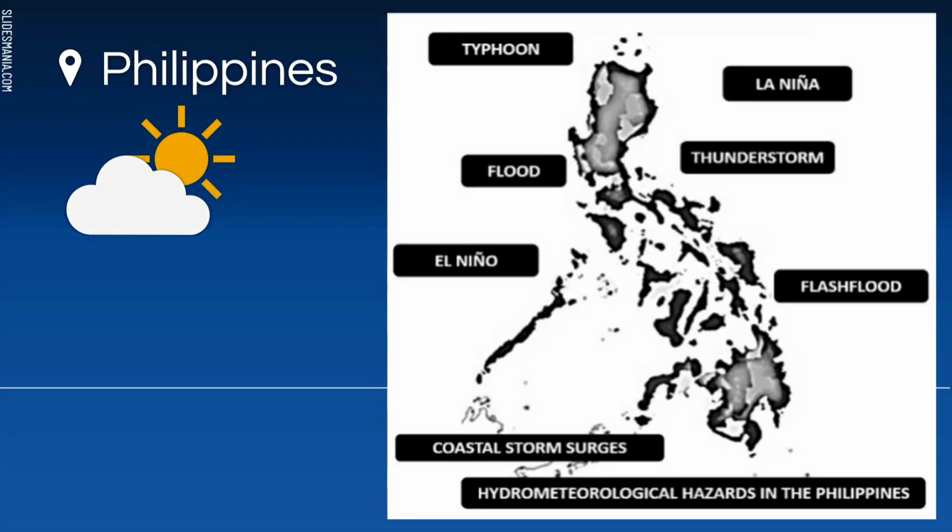As you can see in our map, we have different hazards which are related to our climate or weather. First we have La Nina, thunderstorm, flood, El Nino, flash flood, and coastal storm surges. And all of these, and even the typhoon, are under hydrometeorological hazards in the Philippines.